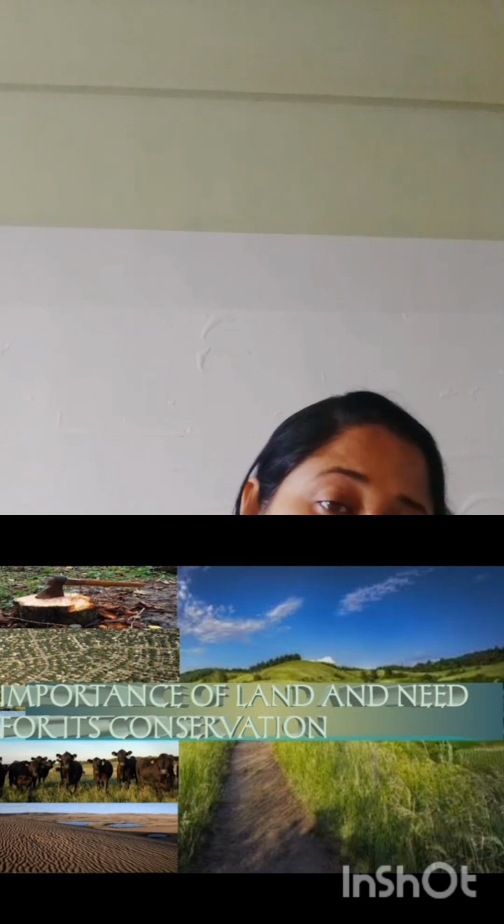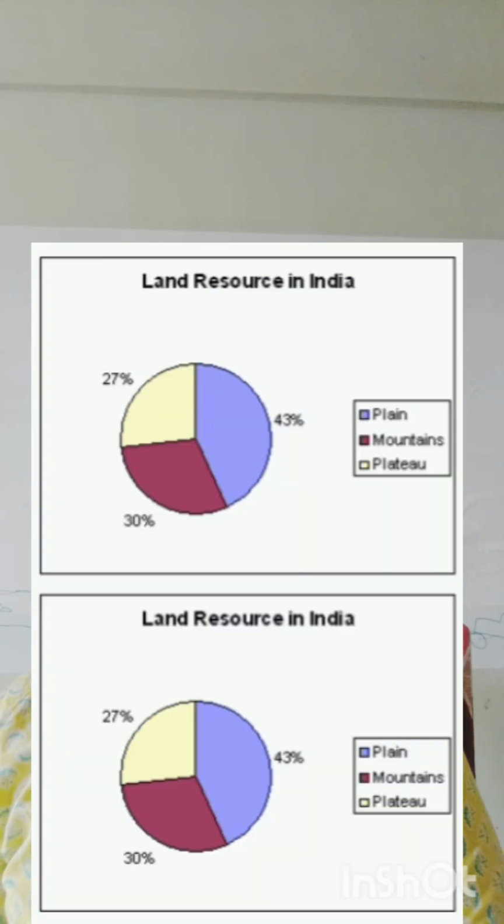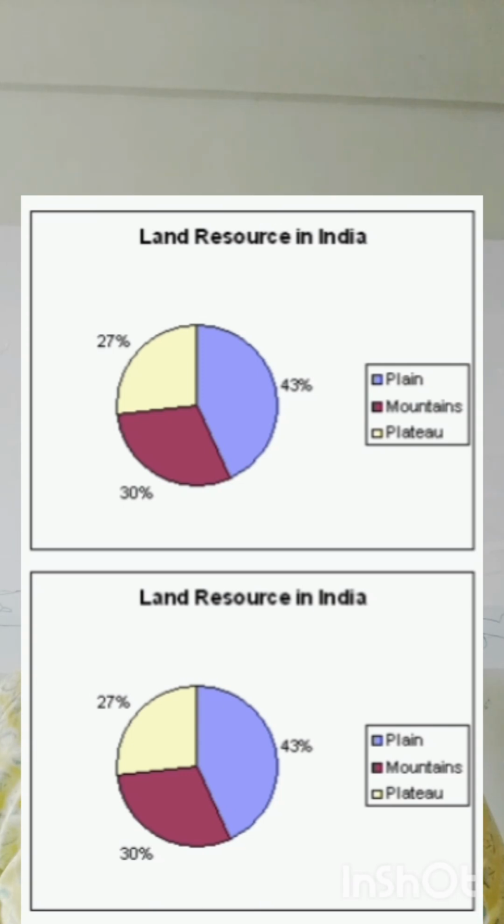Now the next is distribution of land. The feature-based distribution: 43% of the land area is plain, which provides the facility for agriculture and industry all over the world. Whatever the land portions, the maximum portion is covered by water. Whatever portion is covered by land on earth, out of that portion 43% is plain land.